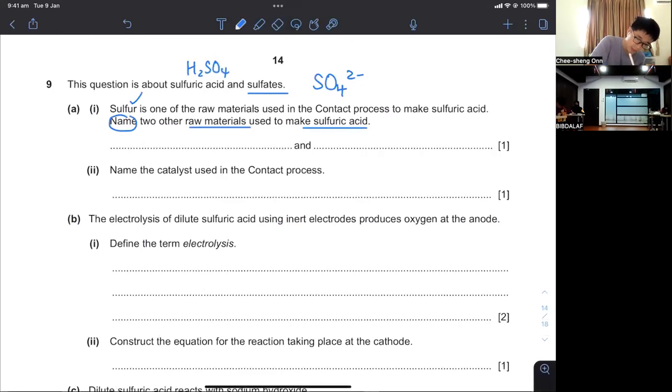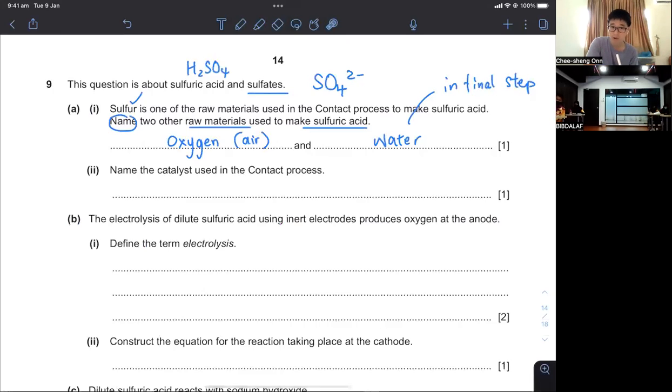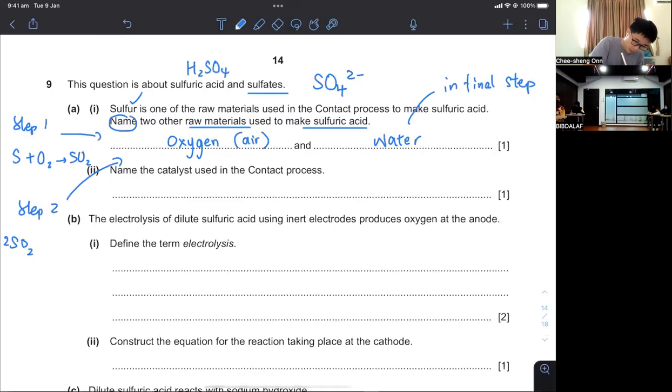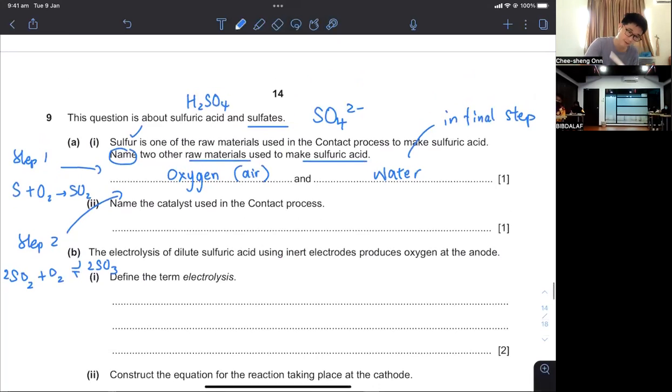You have sulfur, you have oxygen, which come from the air, and you should know the other one is water. Water is required in the final step because you need to dissolve the oleum into water, and then you can get your sulfuric acid. It is required in step 1, where you have sulfur plus oxygen giving SO2. Also in step 2, where you have SO2 plus O2 reversible to give SO3. That's in your last step where you have oleum plus water giving H2SO4.